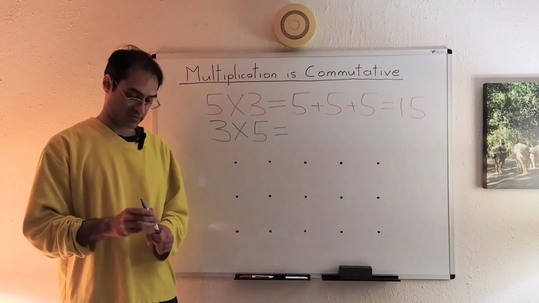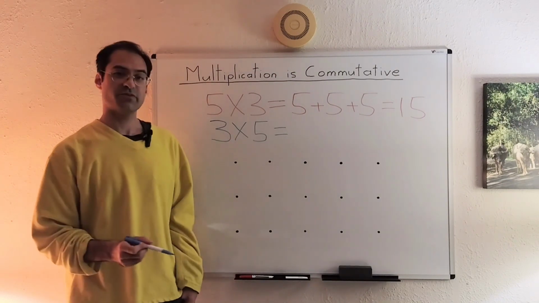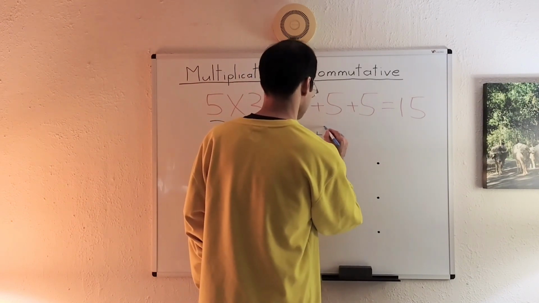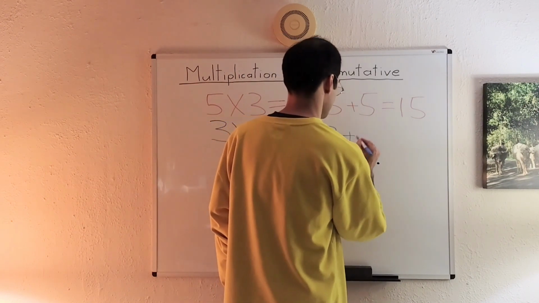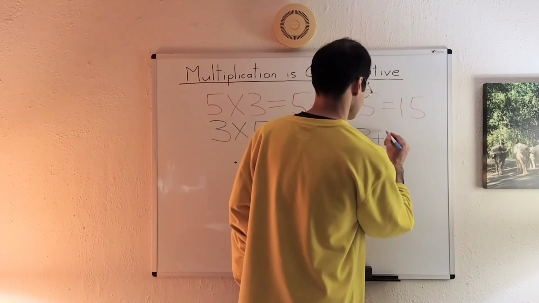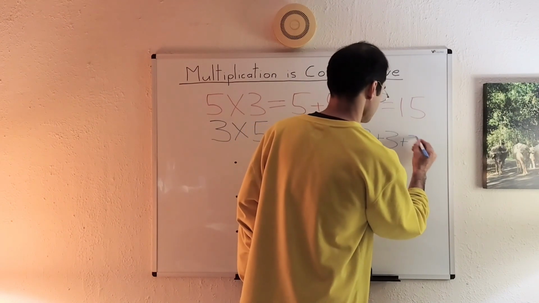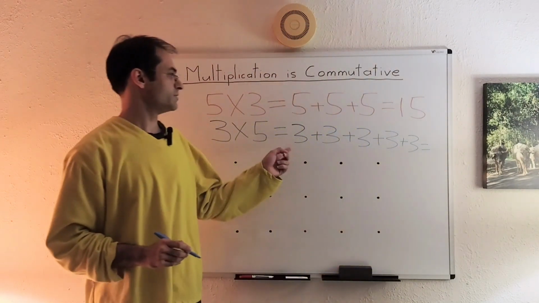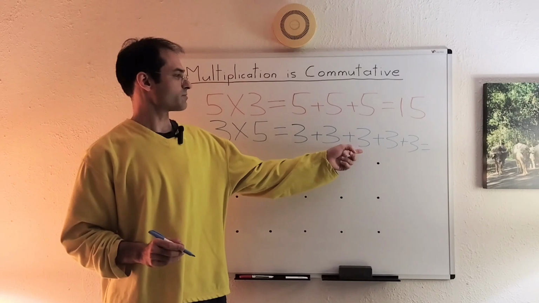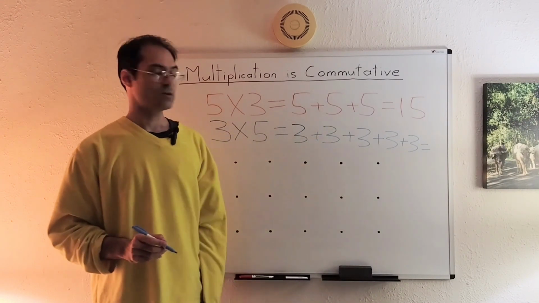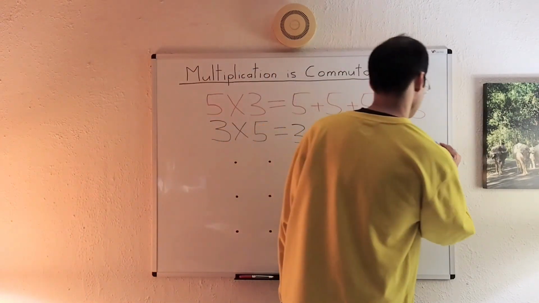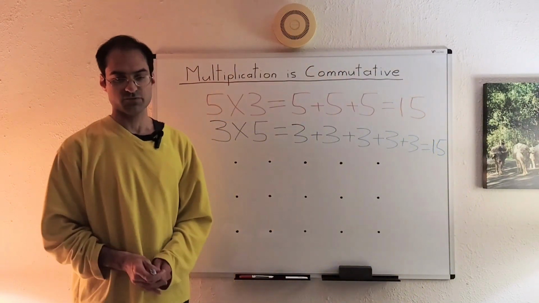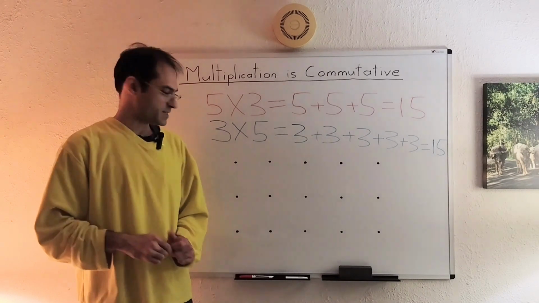Three times 5 is 3 done how many times? 5 times. So 3 plus 3 plus 3 plus 3 plus 3. And if you work that out, you get 3 plus 3 is 6, plus another 3 is 9, plus another 3 is 12, plus another 3 is 15. So we end up getting 15 as well. But why is this happening?